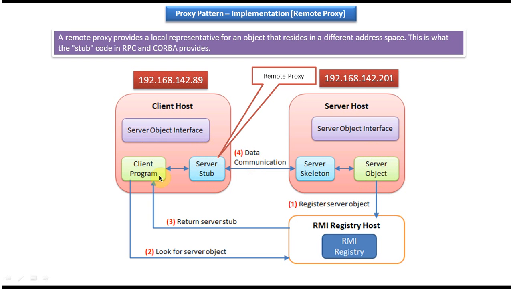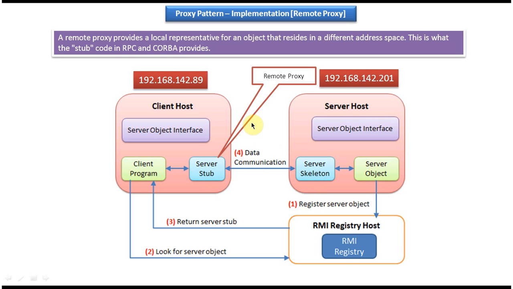Okay, so from now onwards, if the client wants to access any method in the server object, it will first access the method in the server stub. Then the server stub will make a call to the server skeleton. Then the server skeleton will make a call to the server object. Then the server object will process the method and return the result to the server skeleton. Then the server skeleton will return the result to the server stub. Then the server stub will return the result to the client program. So this way it will work.